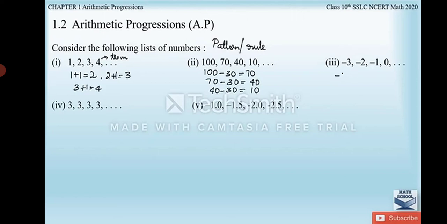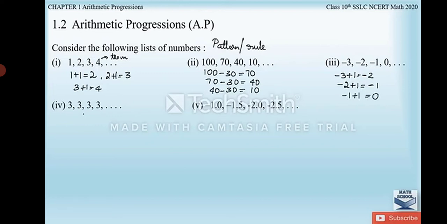Similarly, if you move to the next list of numbers, here each term is obtained by adding 1 to the term preceding it. So if you add plus 1 to minus 3, you get minus 2. Again add plus 1 to minus 2, you get minus 1.